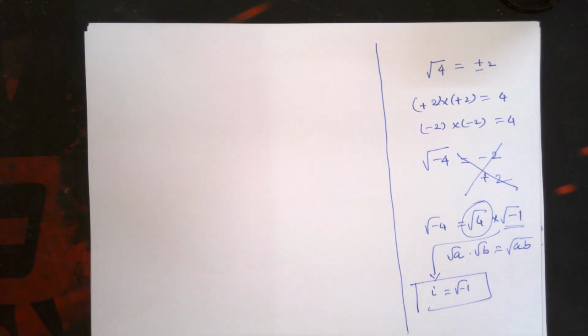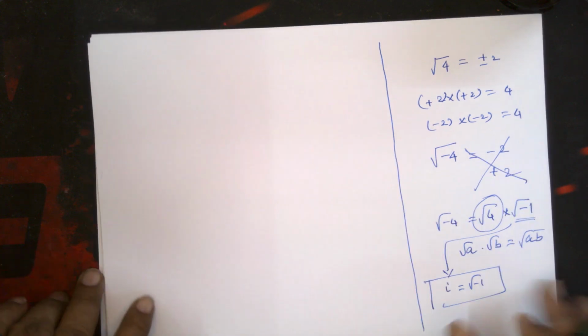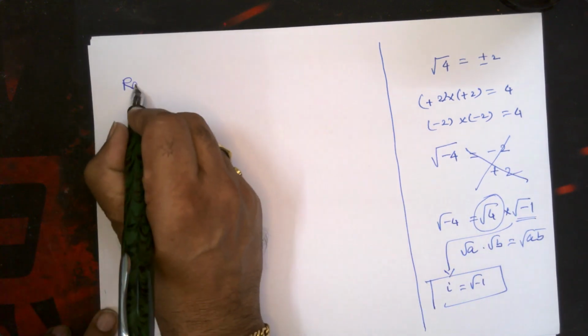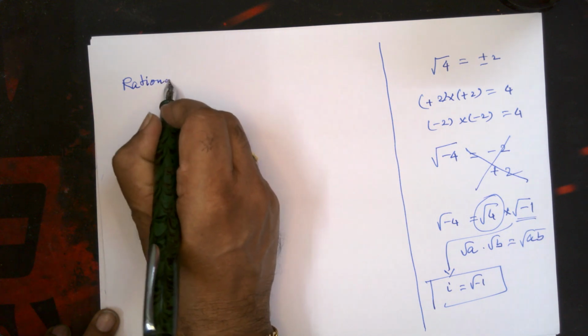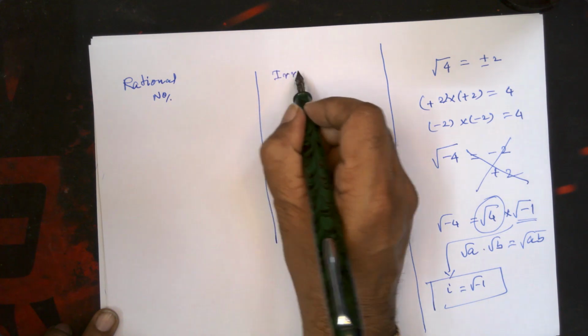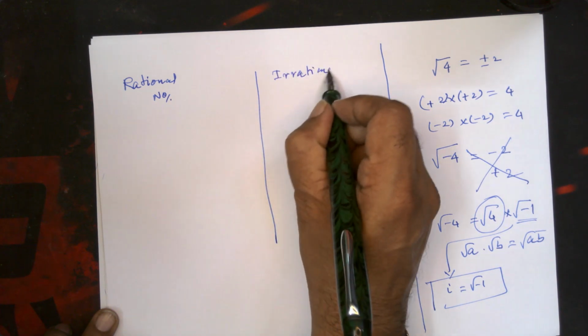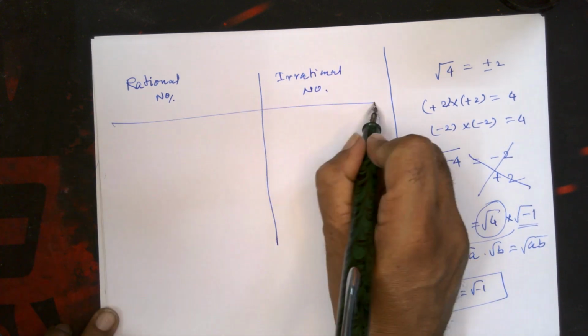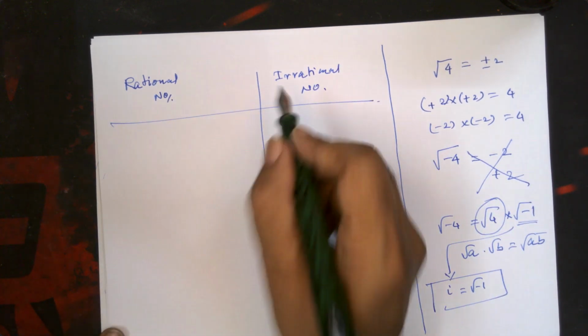So here I want to differentiate the rational number versus what? The irrational number. That we will explain. I will give some examples also so that you can easily understand this. Okay, write down: rational number and irrational number. So we want to find out the difference between these two.